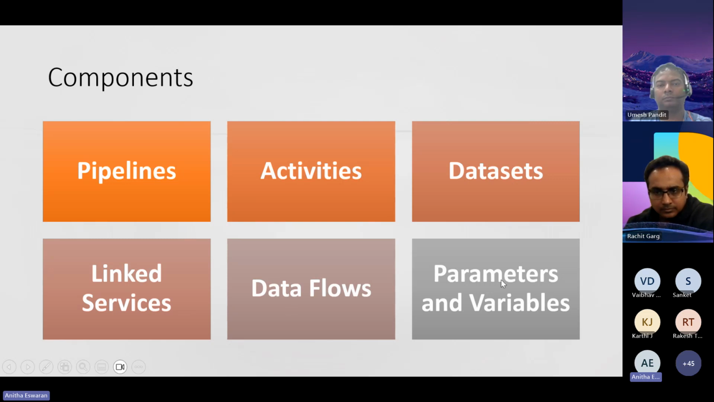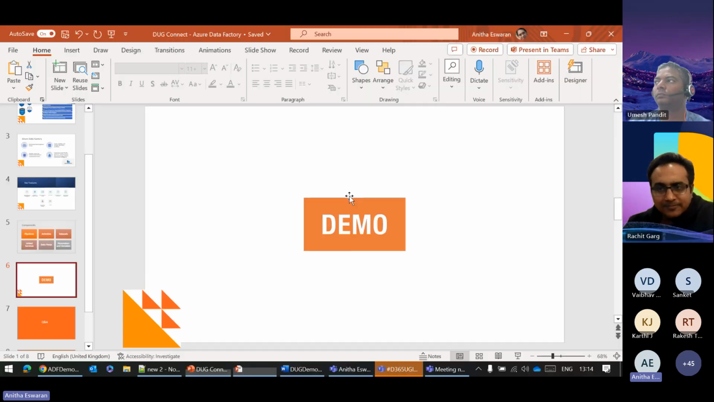And next is parameters and variables. Since you have different pipelines, and you can execute from one pipeline to another pipeline too, if you want to pass any parameters, you have an option of passing the parameters across different pipelines and activities. You also have variables, where you can store values to use within the pipelines. So without further delay, let me go to the demo here.